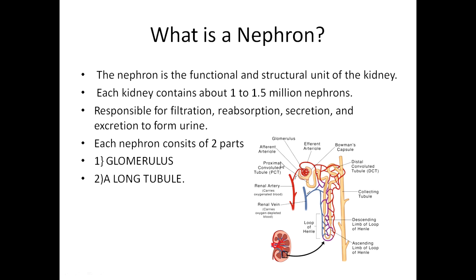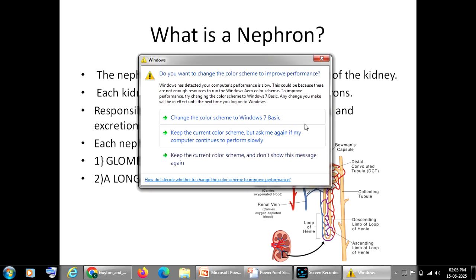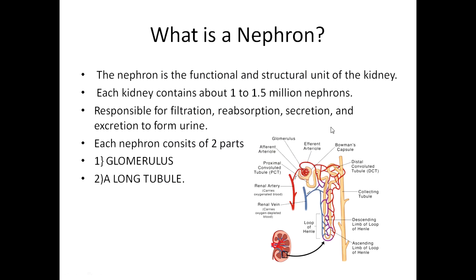Understand? Here, only in these nephrons, filtration, reabsorption, and secretion, and finally formation of urine will occur. So this nephron is considered the structural and also the functional unit of the kidney.